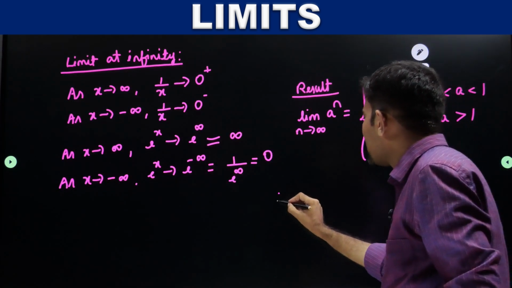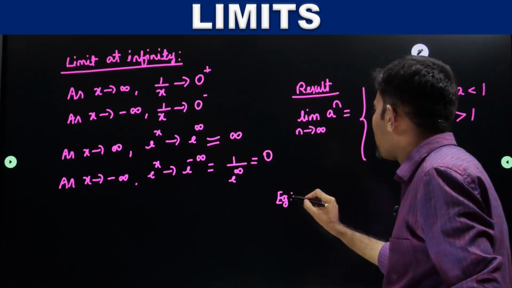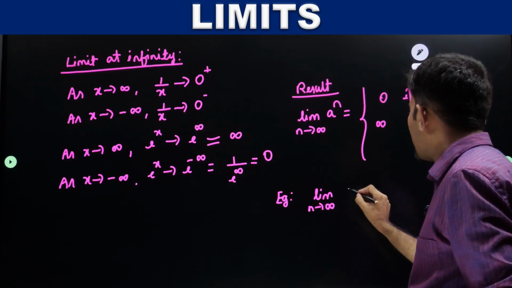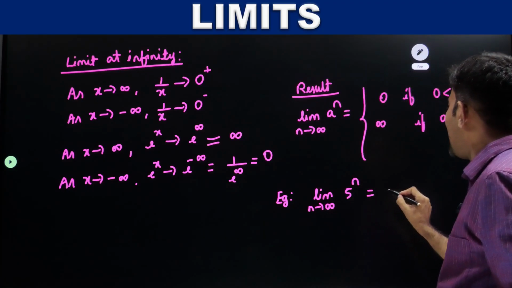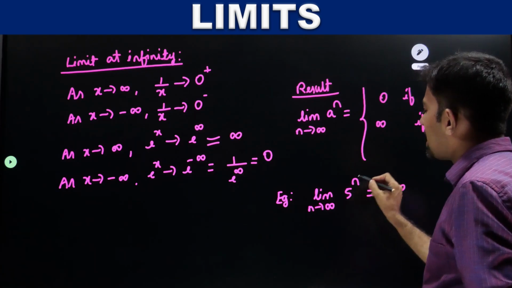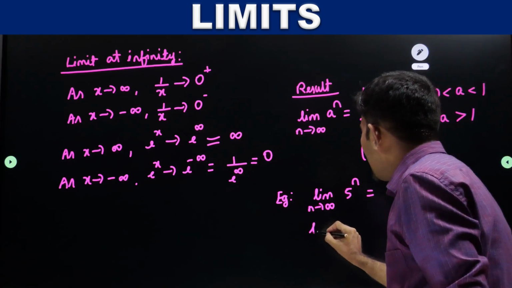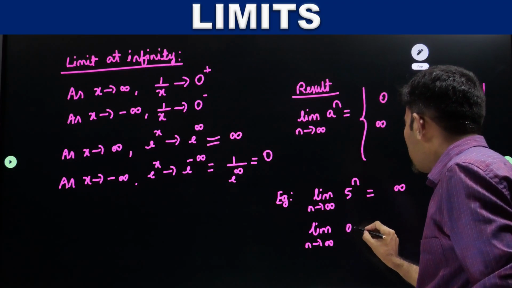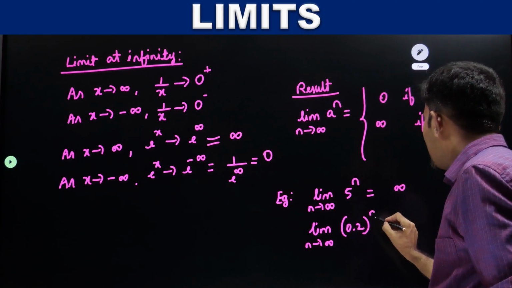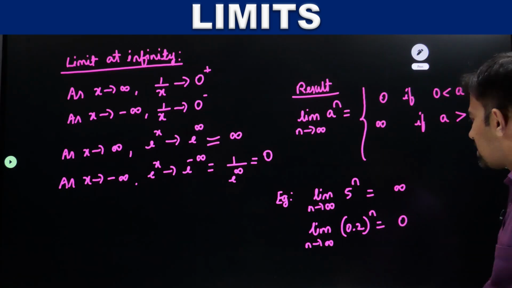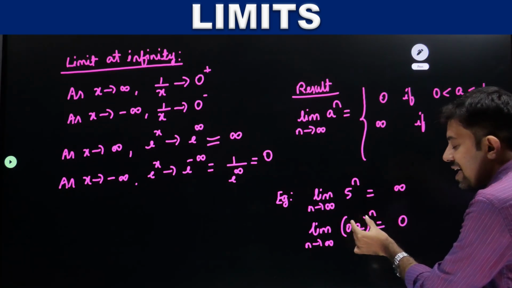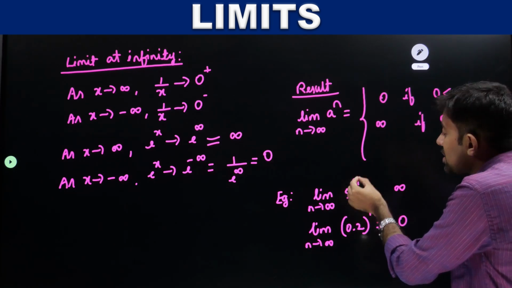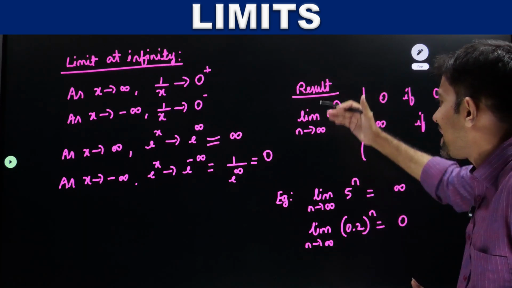For example, the limit as n tends to infinity of 5 power n will be equal to infinity. As n tends to infinity, 5 power n tends to infinity. The limit as n tends to infinity of 0.2 to the power n is going to be equal to 0. This number lies between 0 and 1. A number between 0 and 1 to the power infinity is 0. If a number is greater than 1, to the power infinity is infinity. Please make a note of this.